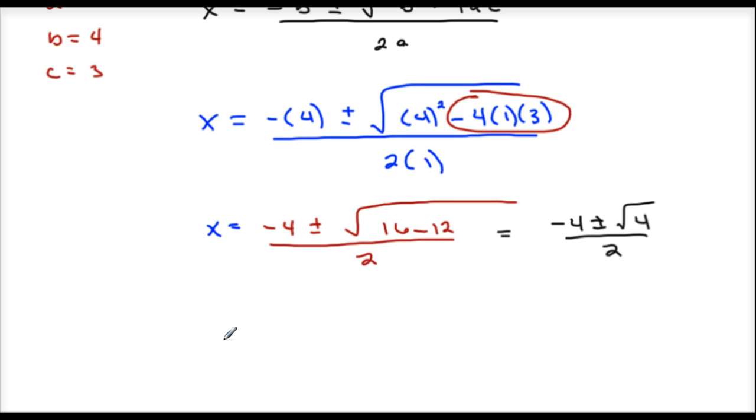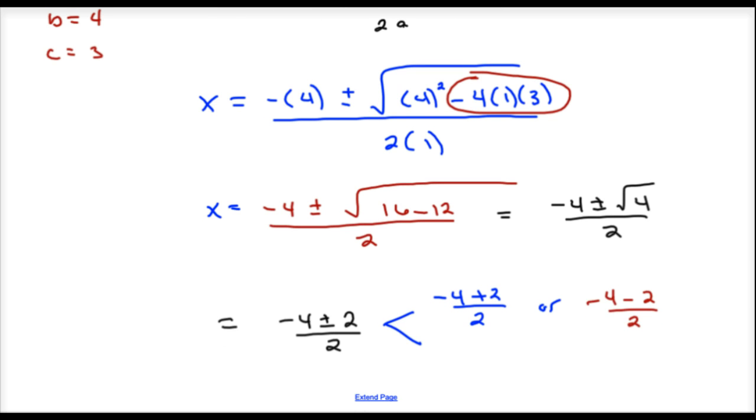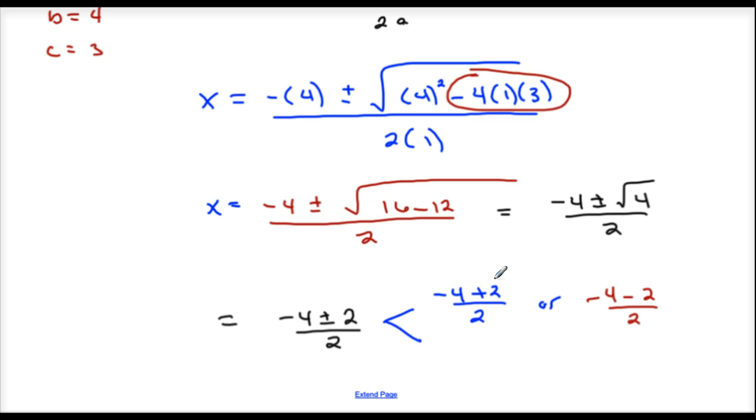Keep going down. Equals -4 plus or minus the square root of 4, which is 2, over 2. This is where you break it up. This is where you get two different answers. So you're going to say -4 plus 2 over 2, or your second option is going to be -4 minus 2 over 2. What's -4 plus 2 over 2? -4 plus 2 is -2, over 2.